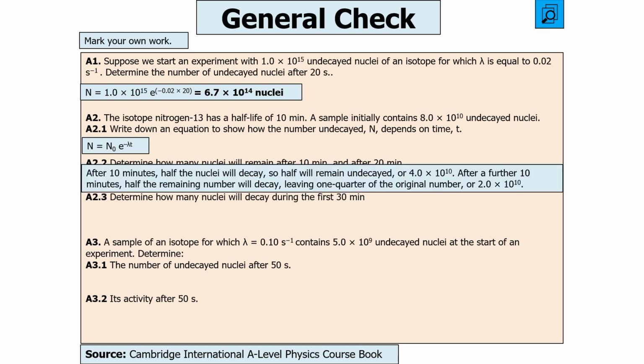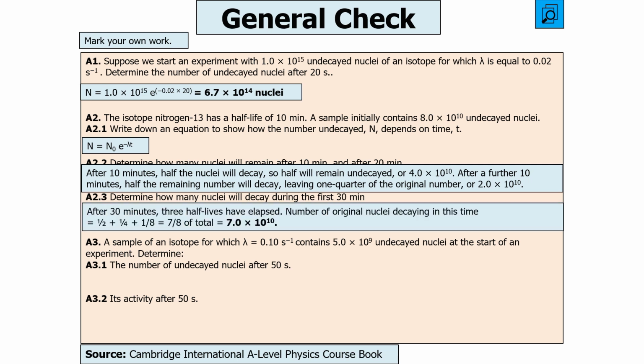So after 10 minutes, you know that half the nuclei will decay because it's got a half-life of 10 minutes. So therefore, it's 8 times 10 to the 10, halved, so it's 4 times 10 to the 10. After a further 10 minutes, the next half will decay, so you've got a quarter left, so 2 times 10 to the 10. After 30 minutes, 3 half-lives have elapsed, so therefore it's halved 3 times.